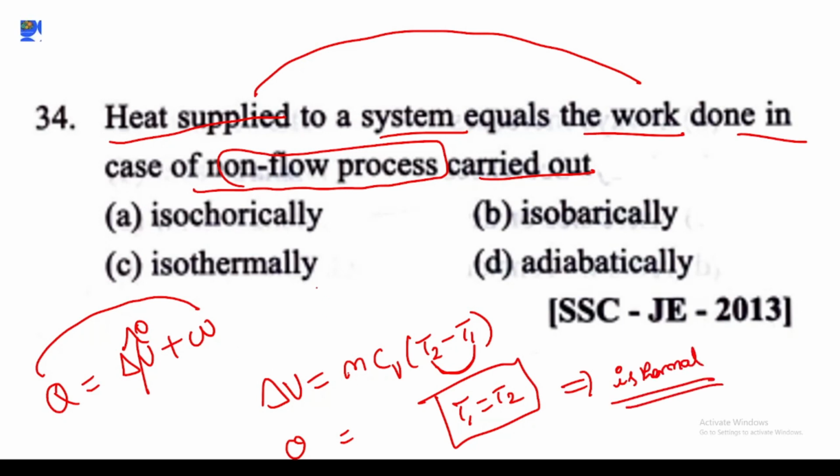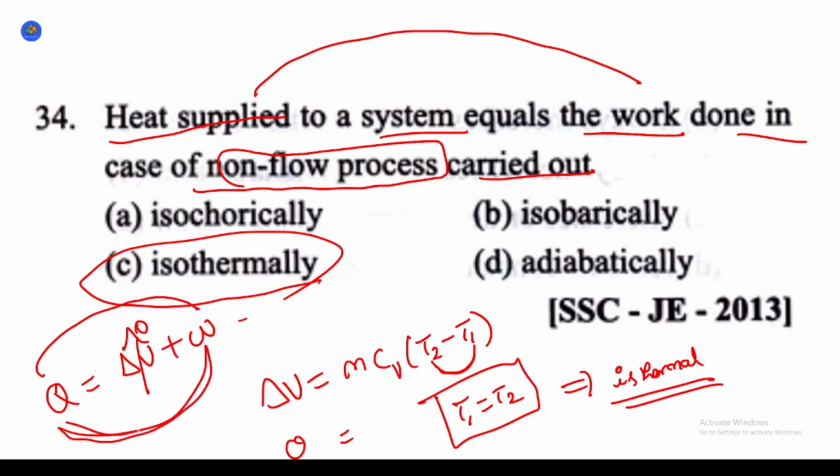So for isothermal condition, heat and work are one and the same. Practically it is impossible to achieve this isothermal process, but that is the process where Q and W become equal. So option C is the correct answer. Let's move on to the next question.